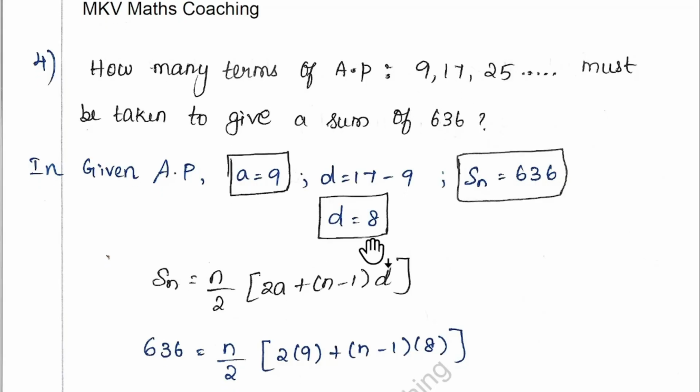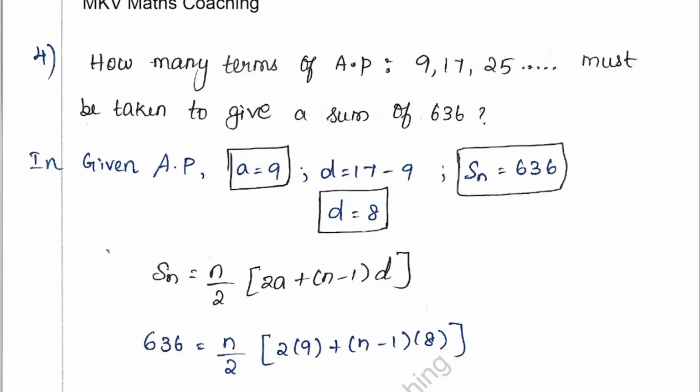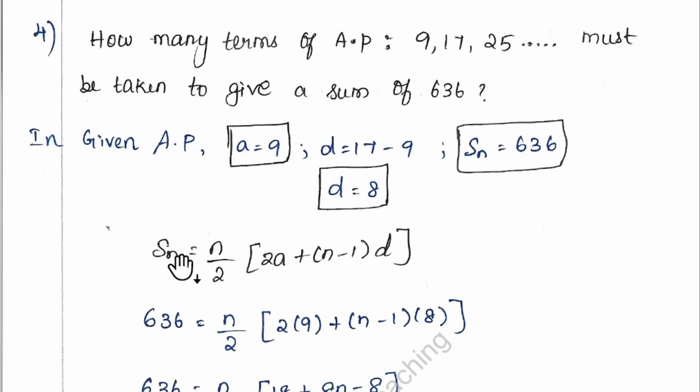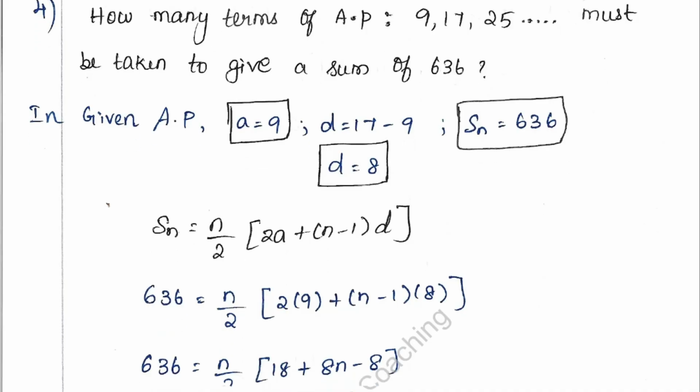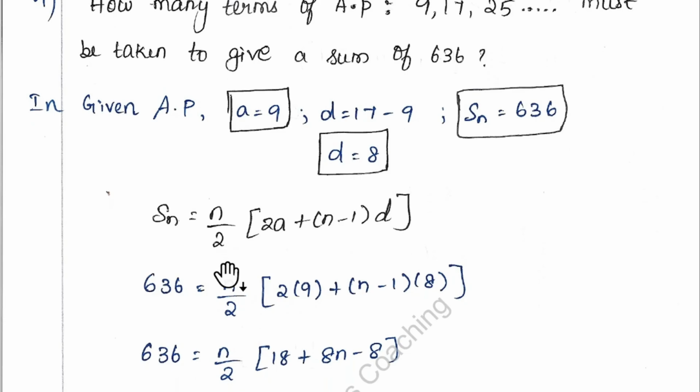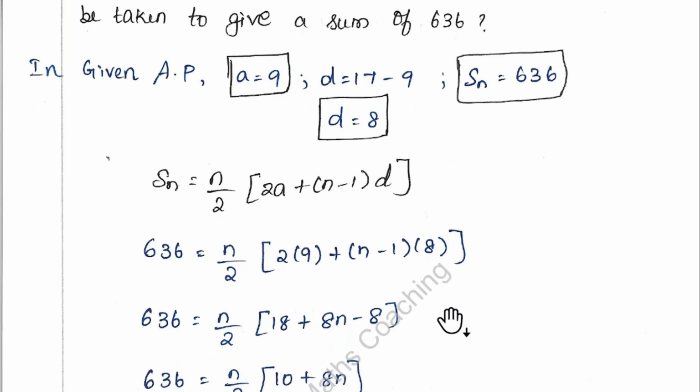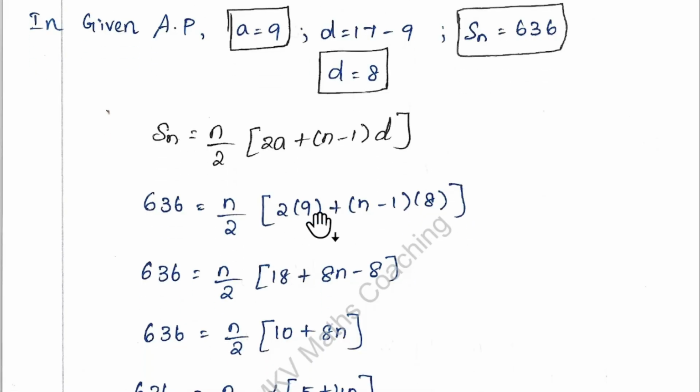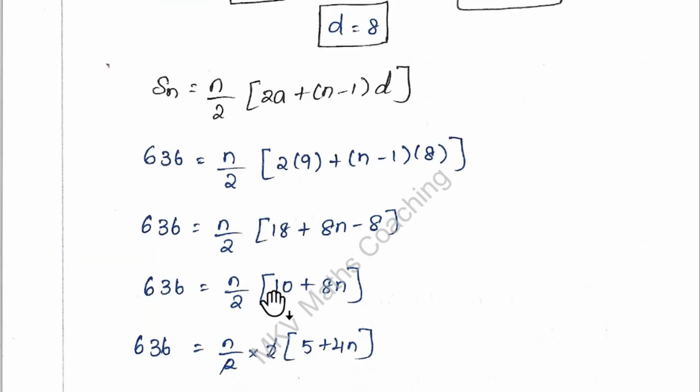So just check out our four formulas which I have given in my previous video. This formula suits the best. Since you know the a value, d value, Sn value, I can substitute Sn, a, d here, and the remaining is n. I can easily get the n value, right? So just substitute Sn as 636, n by 2, 2 into a value is 9, and d value is 8. And 8 I am multiplying inside, n minus 1, so 8n minus 8. After this 18 minus 8 will give me 10. 10 plus 8n, right? So in the denominator I have 2.